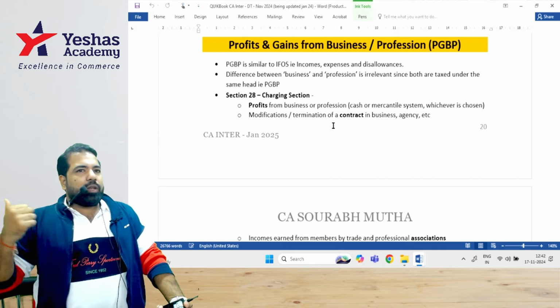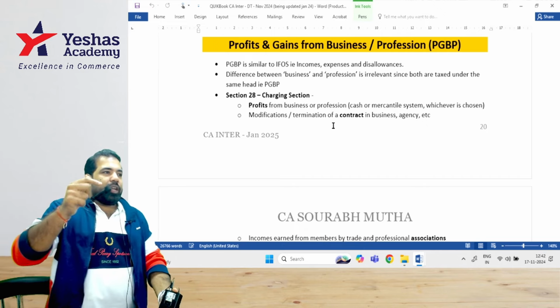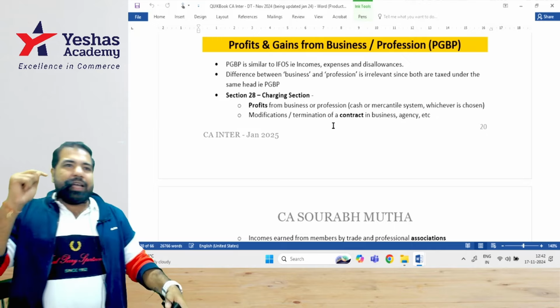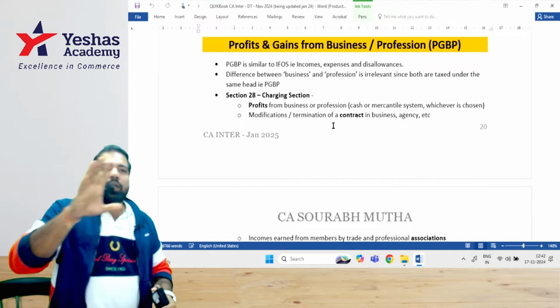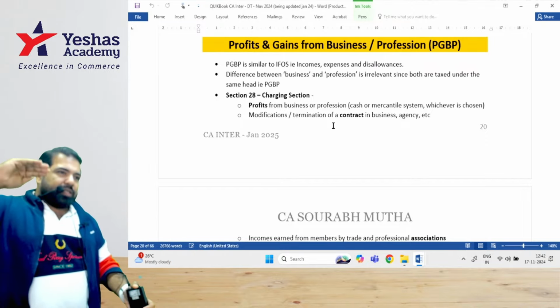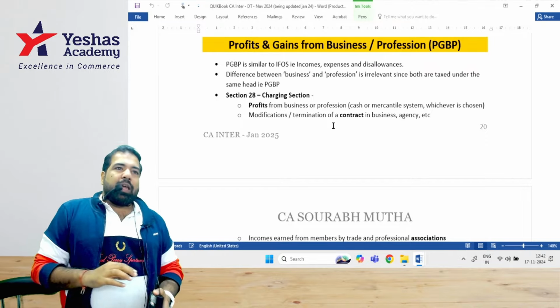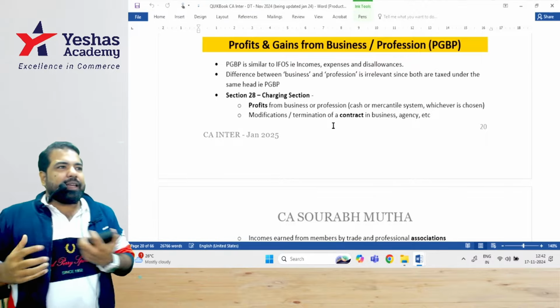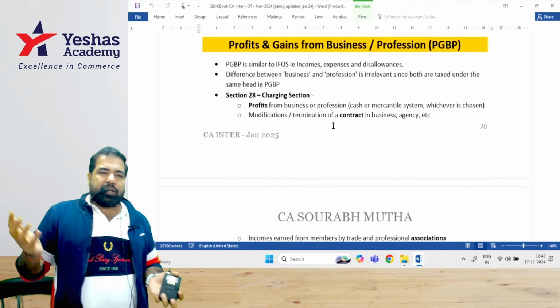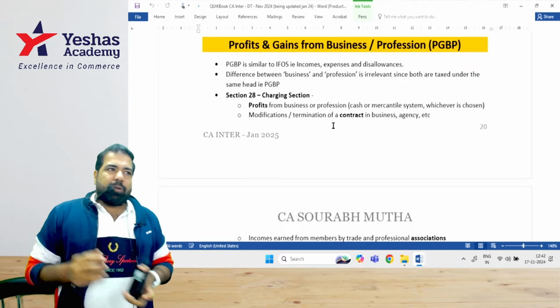But aren't gifts supposed to be in IFOS? Yes, but gifts in relation to business and profession, guys, they will come here. Any gift? That means, guys, will you check step one, step two, step three? Nothing. Next, guys, as an association like ICAI, can I also earn income from seminars, etc.? That will also go under PGBP.